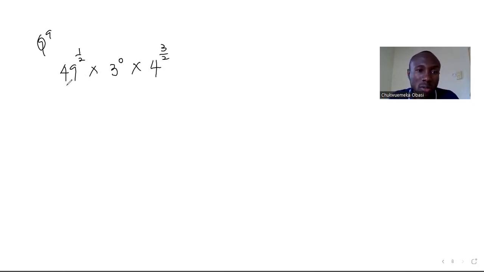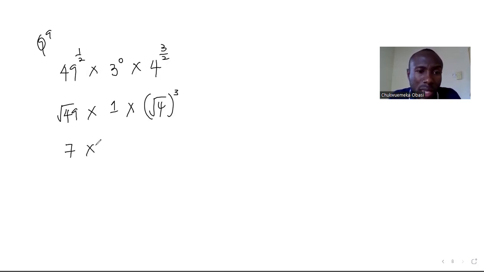Remember, when you have 1/2, this means square root of 49. And of course, any number to the power 0 is 1, times this whole guys become square root of 4 all to the power 3. We've talked about how we simplify questions like this. So what is square root of 49? Square root of 49 is 7, times 7 times 1 is 7, then times what is square root of 4? That's 2 to the power 3.